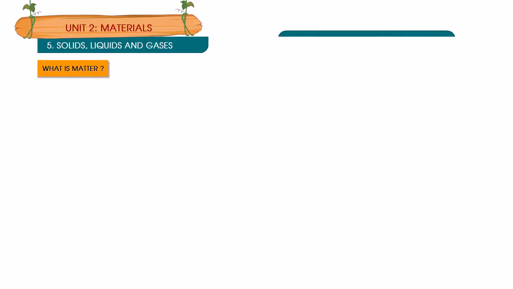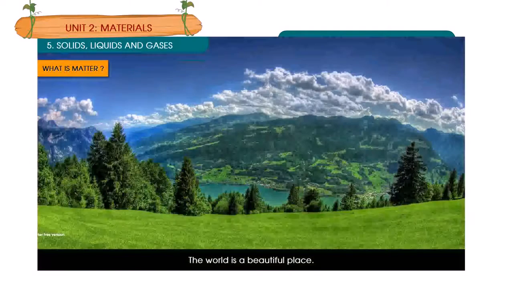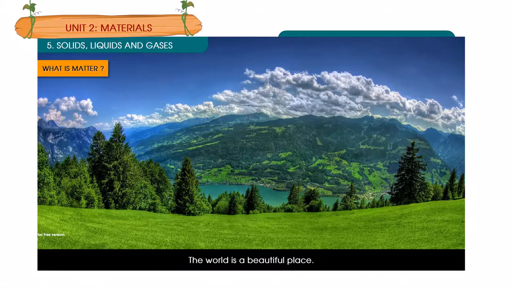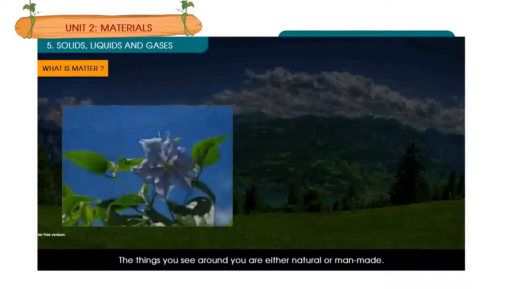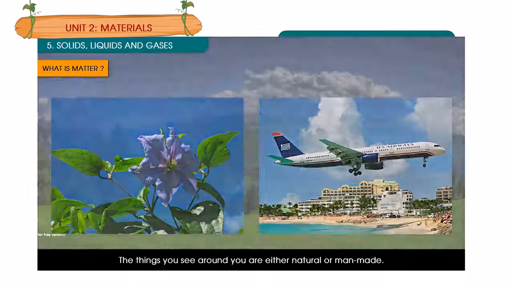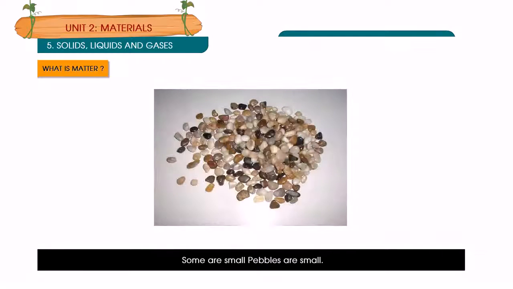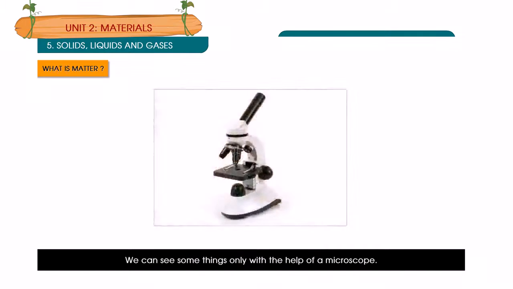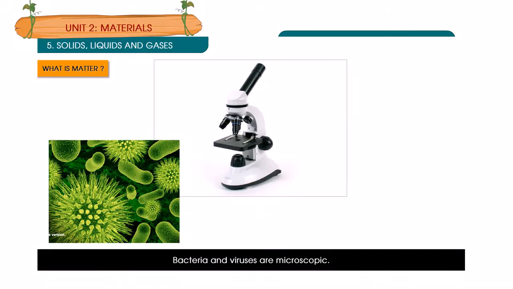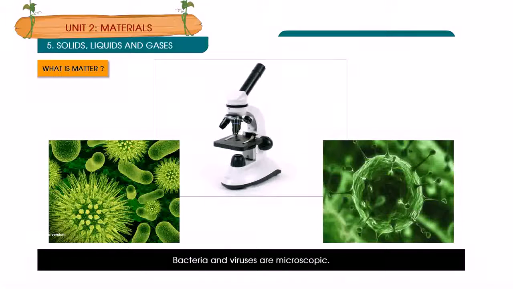What is matter? The world is a beautiful place. The things you see around you are either natural or man-made. Some things are big. An elephant is big. Some are small. Pebbles are small. We can see some things only with the help of a microscope. Bacteria and viruses are microscopic.